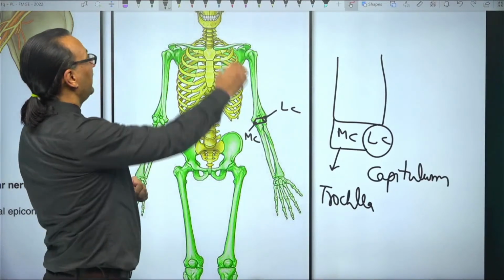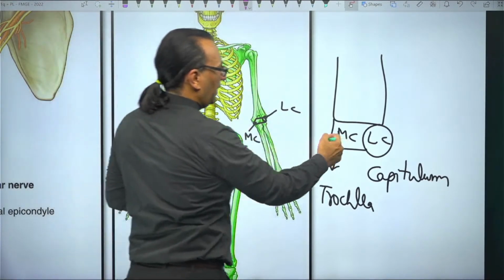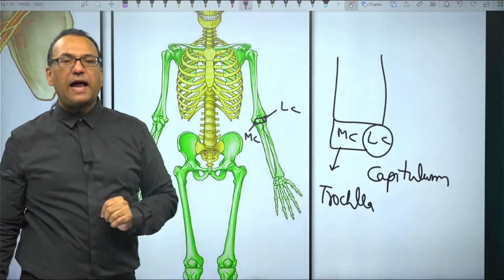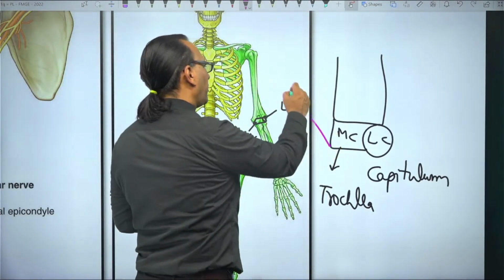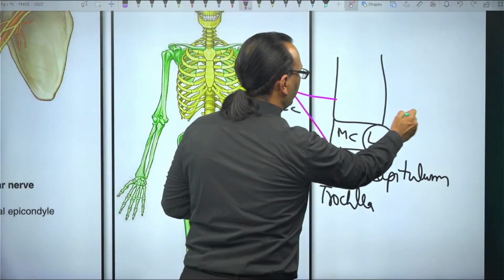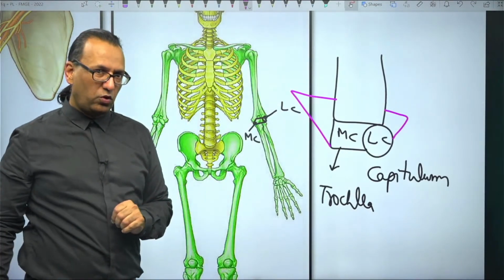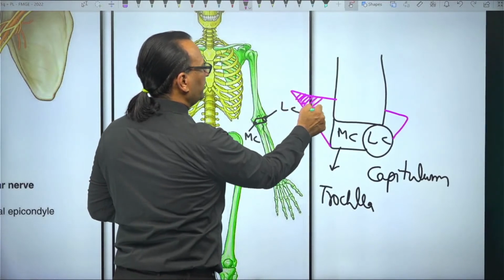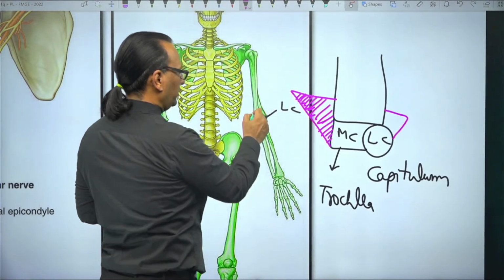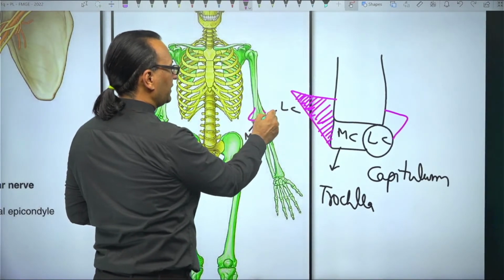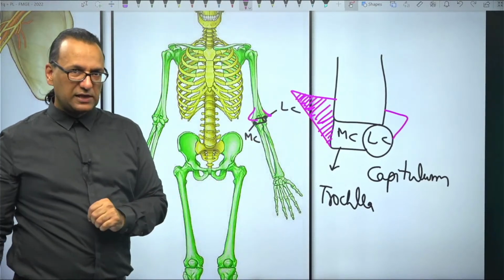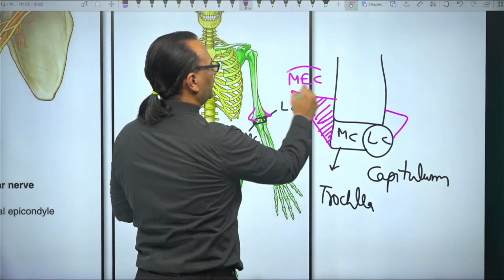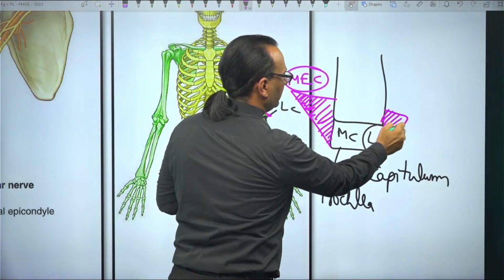You will see that these are condyles at the lower end of the humerus. Above them there are epicondyles, and the medial epicondyle is larger than the lateral epicondyle. If you look at this bony projection, there is a bony projection which is called the medial epicondyle, you see here, and there is a projection which is called the lateral epicondyle. So the medial epicondyle is quite larger as compared with the lateral epicondyle.